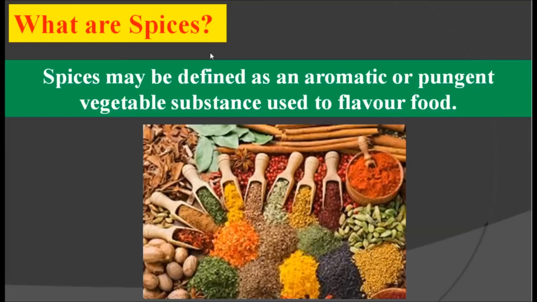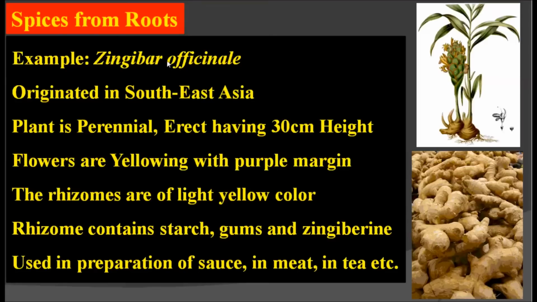First of all, what are spices? Spices may be defined as aromatic or pungent vegetable substances used to flavor food. They are aromatic, that is, they have a very good scent, and they are vegetable substances, that is, they belong to the plant kingdom, and they are used for the flavoring of food. So the spices from the root.